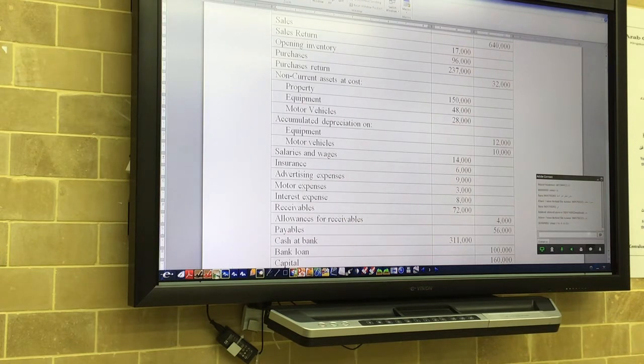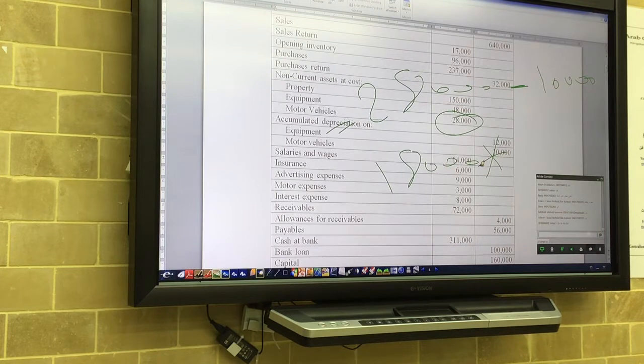So now, reducing the cumulative depreciation for the motor. Motor value 28,000 minus the cumulative depreciation 10,000. So you will get the new book value for motor, which will be 18,000.